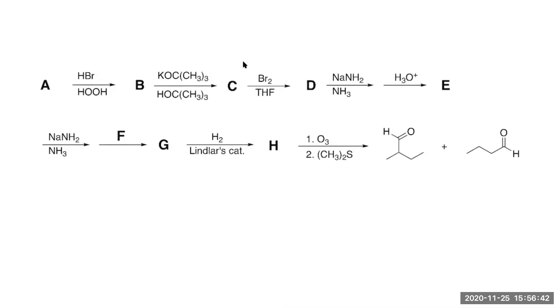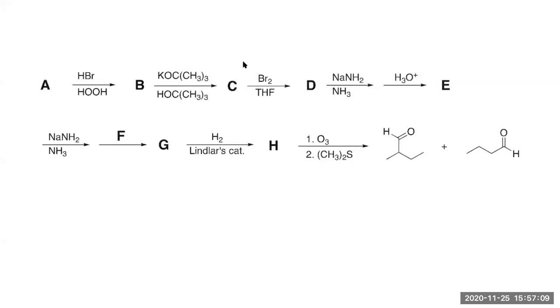You can't start at the beginning, right? Because you don't know anything about what is in this molecule. You have to start at the end and work backwards. That's okay. So we have aldehydes at the end, 2 different aldehydes. And we treated something with ozone to get those aldehydes. So in terms of H, we have to do H first.